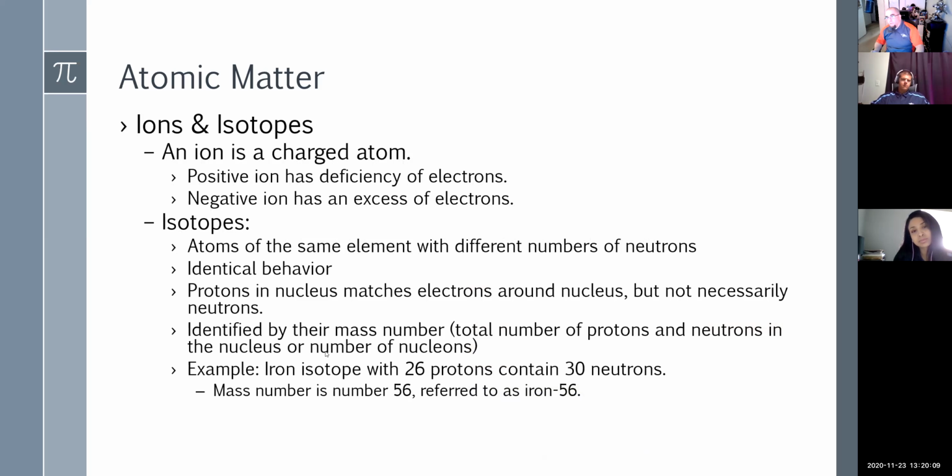Well, why is this important? We're going to talk a lot about ions, right? Which we showed on that chart before with positive and negative charges. All of those items are ions. They have a charge to them. A positive ion has a deficiency of electrons, so it's missing outer valence electrons. A negative ion has an excess of electrons, right?